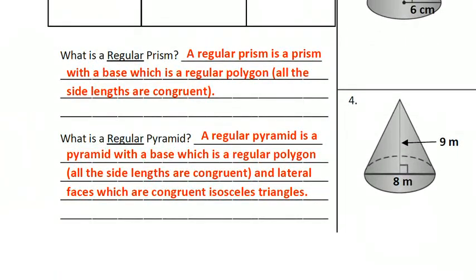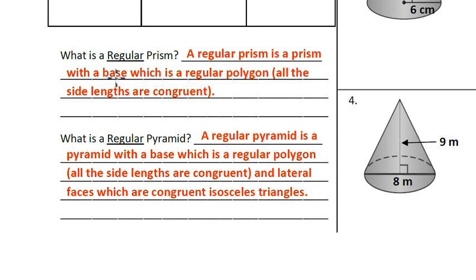The next two things, class, I want to cover are two definitions. Actually, I should have this written down as three definitions, but I kind of dumped one in the middle of the others. The first thing I want you to notice here is a regular polygon. When we use this word regular polygon, it means all of the side lengths are congruent. So for instance, a cube is a regular polygon. All of the side lengths are congruent. So what is a regular prism? A regular prism is a prism with a base which is a regular polygon.